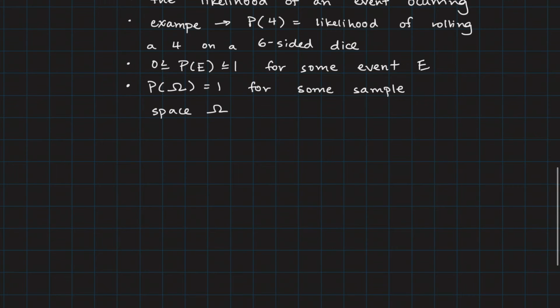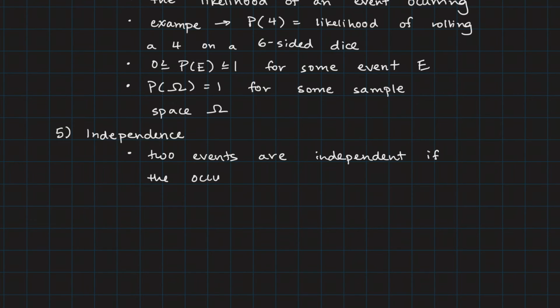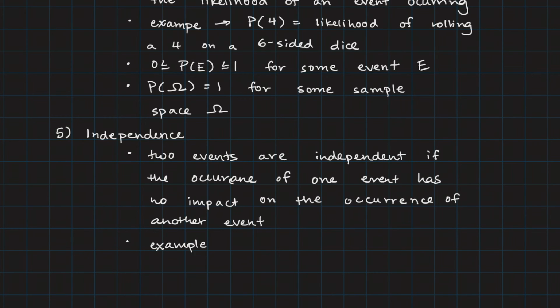The last big term that we're going to cover in this video is independence. While there is a mathematical definition for independence, the general definition is that two events are independent when the occurrence of one event has no impact on the occurrence of another event. An example of this is flipping a coin and rolling a dice. Whether you get heads or tails on the coin doesn't really impact the results of our dice in this system. Independence will play a key part when we discuss conditional probability and law of total probability in future videos.